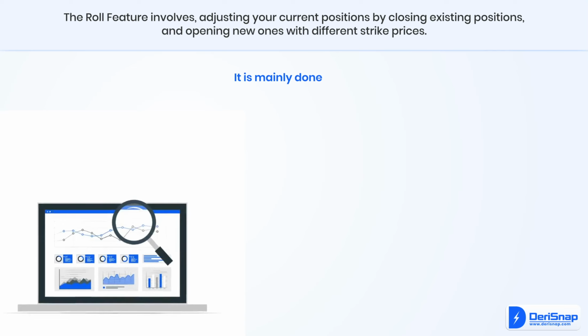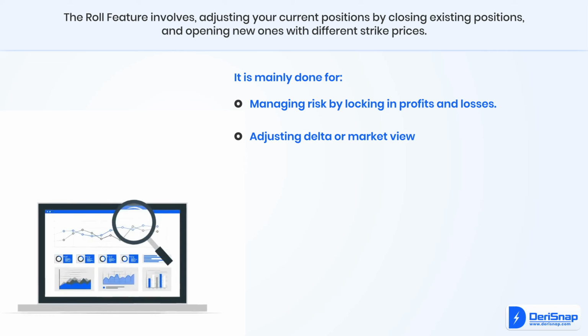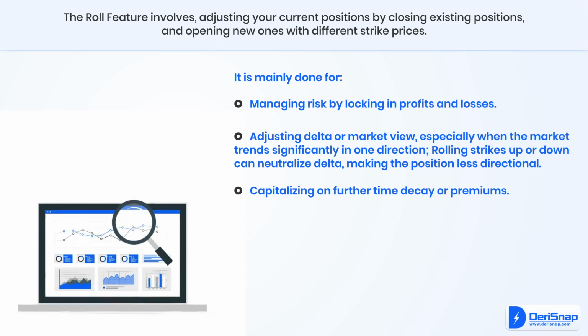It is mainly done for managing risk by locking in profits and losses, adjusting delta or market view, especially when the market trends significantly in one direction. Rolling strikes up or down can neutralize delta, making the position less directional. Capitalizing on further time decay or premiums.